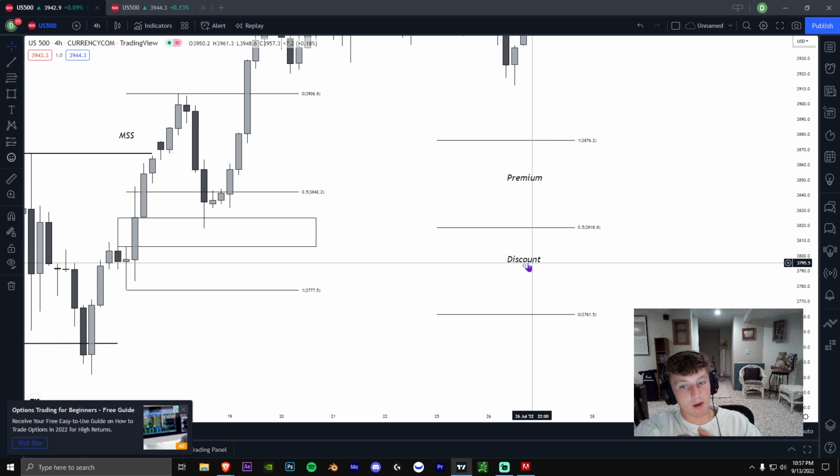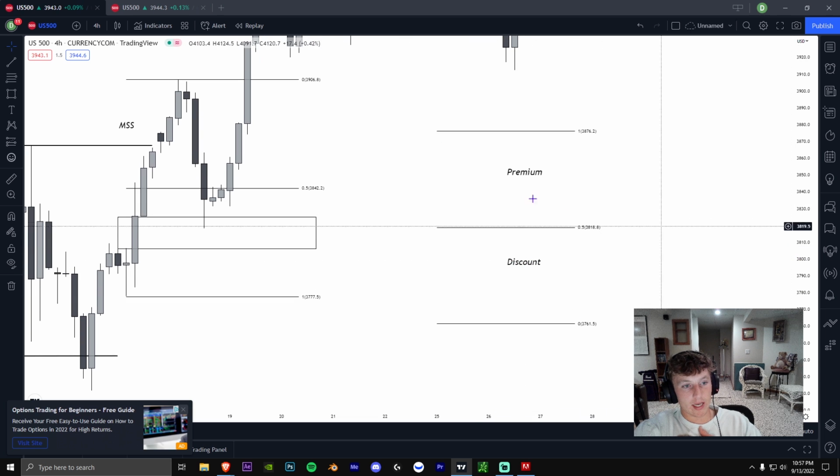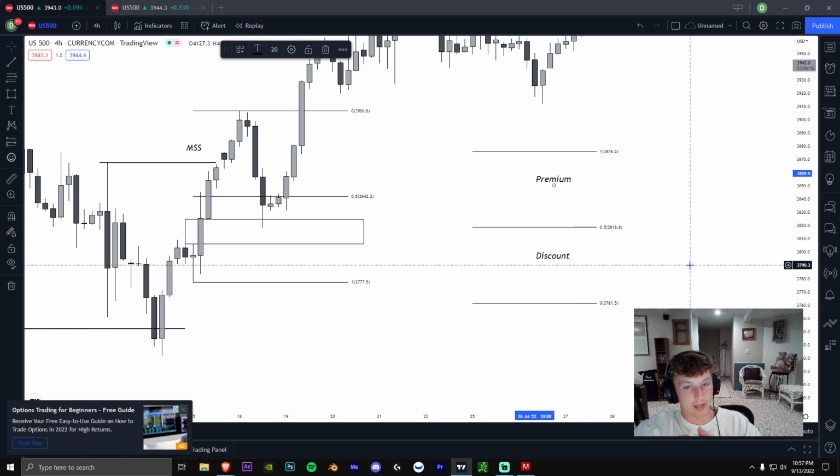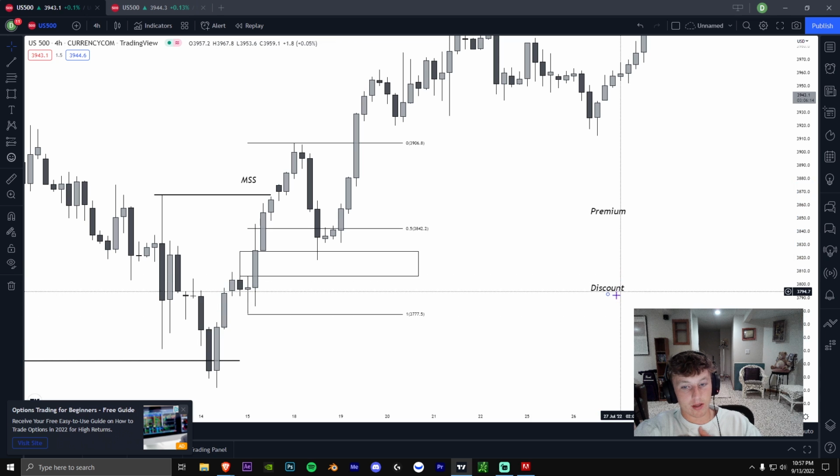When you go to the store, you want to buy things at a discount. So when you're longing, think about you want to buy things under the 0.5 level. And when something is a premium price, it's a high price, so you don't want to buy that. You want to short that. That's how I kind of think of it.